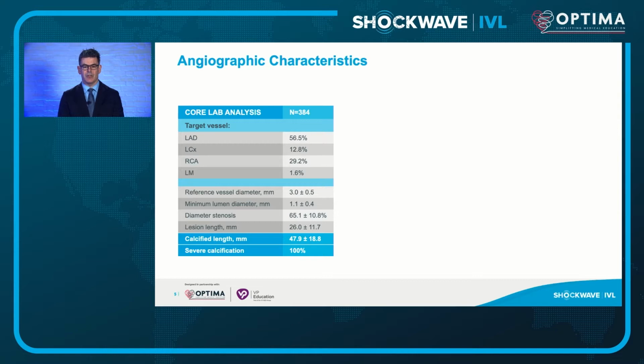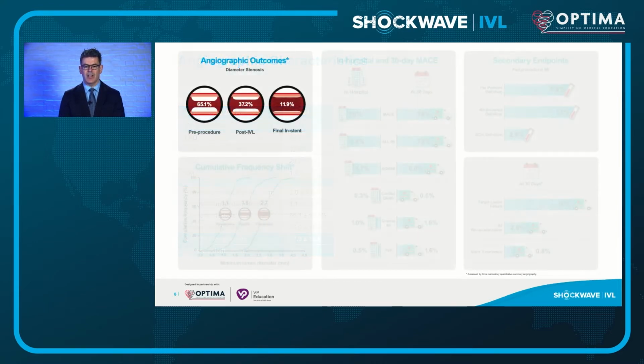The reference vessel diameter was 3 millimeters, with a minimum luminal diameter of 1.1. So a diameter stenosis of 65%, and with a lesion length of 26 millimeters, but with a calcified lesion length of just under 48 millimeters, which is the most complex calcified population studied to date. So 100% of these patients included in the study had severe calcification.